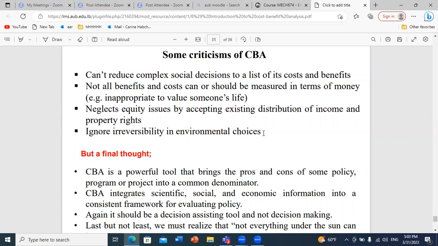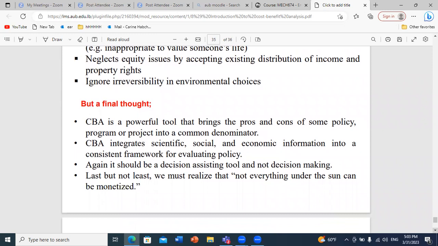So as a final thought, CBA is a powerful tool that brings the pros and cons of a policy, program, or project into a common denominator. CBA integrates scientific, social, and economic information into a consistent framework for evaluating policy. Again, it should be a decision assisting tool, but not a decision making tool. Last but not least, we must always realize that not everything under the sun can be monetized, especially when it comes to ethical issues.